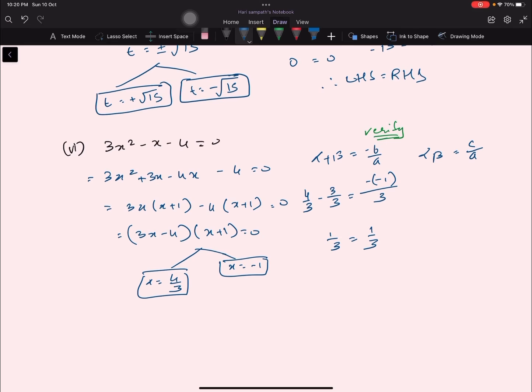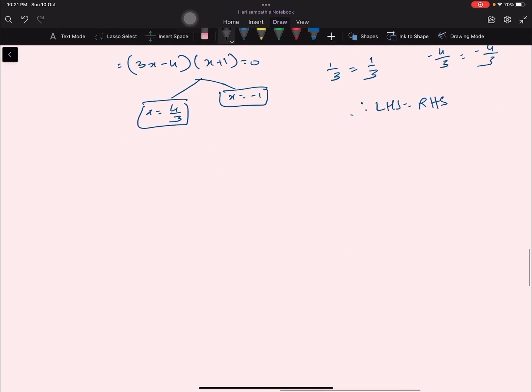And for alpha beta you have minus 4 by 3 on this side, and you have 4 by 3 into minus 1 on this side. Therefore minus 4 by 3 equals minus 4 by 3. Therefore LHS equals RHS, and we are successfully done with the first Roman. For the second Roman, the basics we need is this formula.